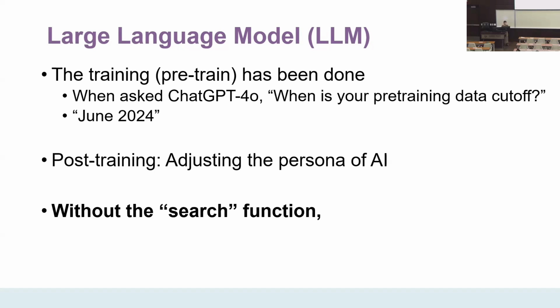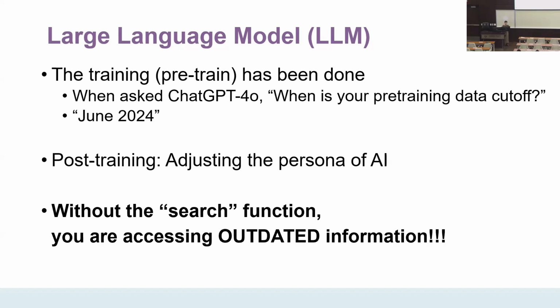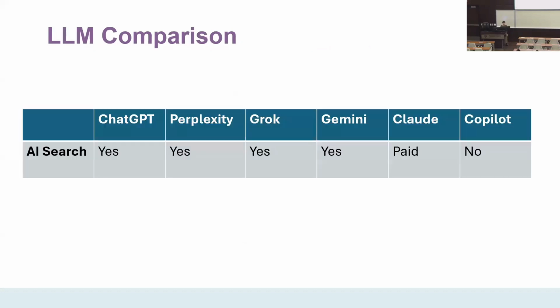So without the search function, if the model that you're using does not have the capability to search online, you are accessing outdated information. It depends on what questions you ask. For example, if you ask, how do I write a good academic abstract? That's probably fine if the information is outdated. But if you're asking, when did the Pope die? Then you need newly updated information.